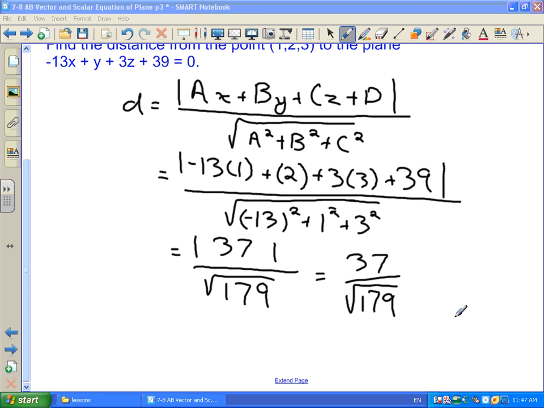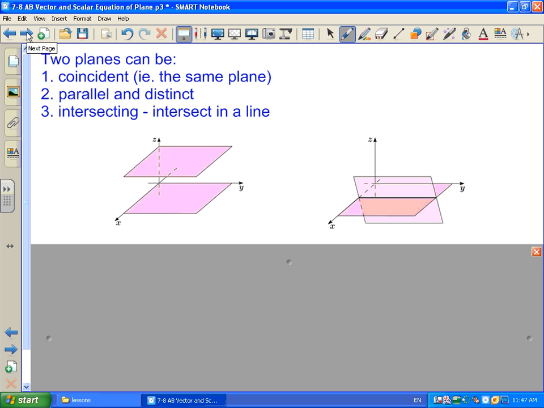So the last thing I wanted to talk about is a little introduction to two planes. Let's say we have two planes in 3 dimensions. If we're talking about them, we have 3 possibilities here. They can be coincident, in other words, they're the same plane. They can be parallel and distinct, or they can be intersecting.